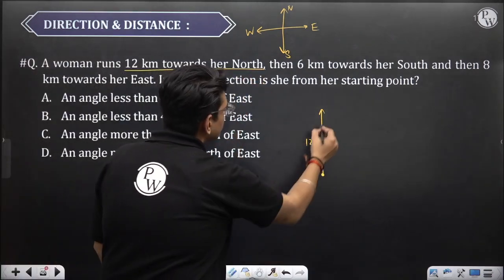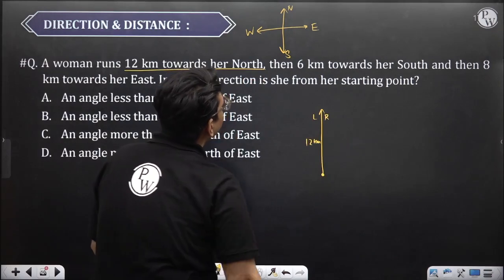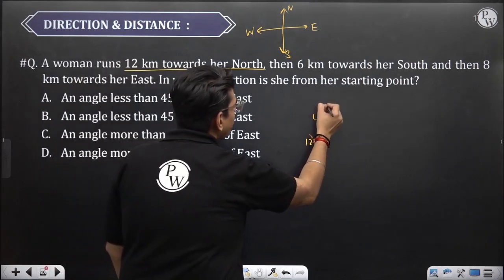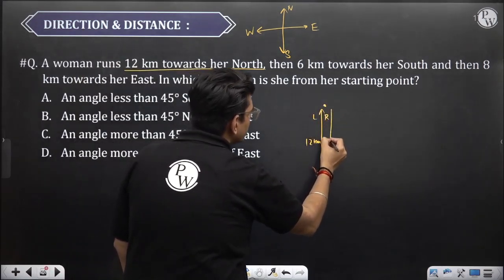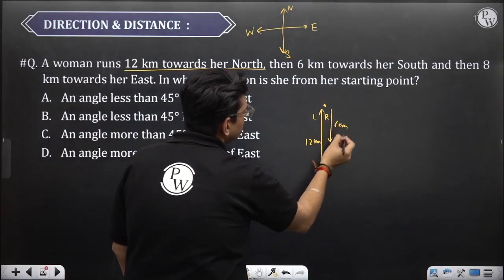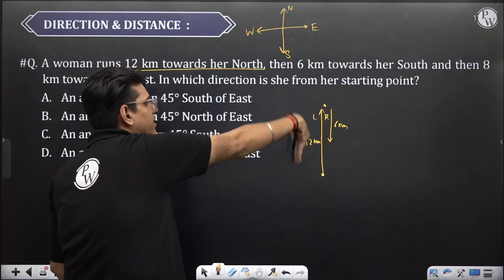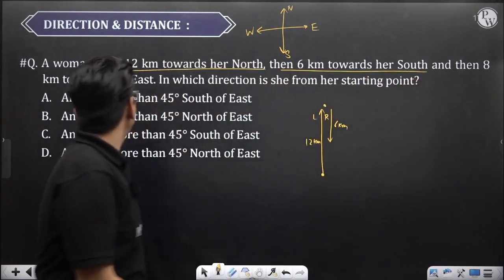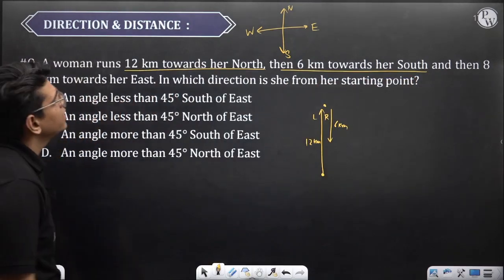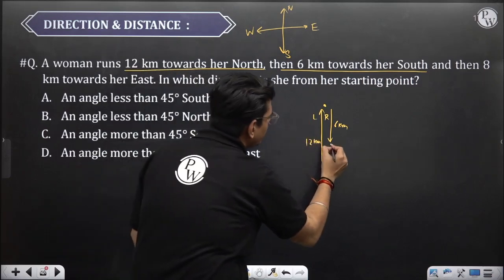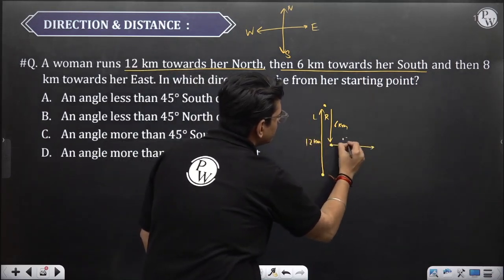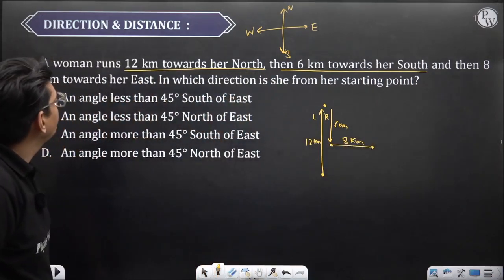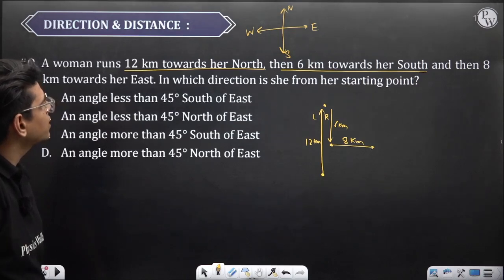Then this is her right. This is her left. Then 6 kilometers towards south. So from this point, she again goes 6 kilometers towards south. This is our south direction downwards, right? So this is also done. And then 8 kilometers towards her east. East is that side. So from here she goes 8 kilometers towards east. Okay, right. In which direction is she from her starting point?